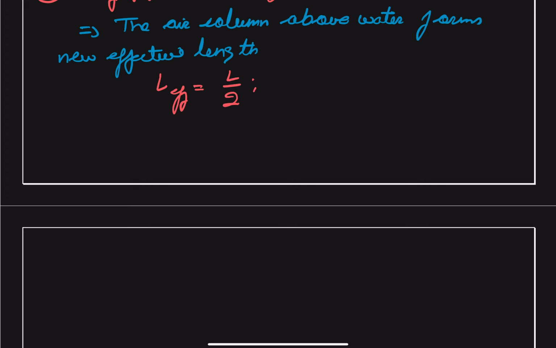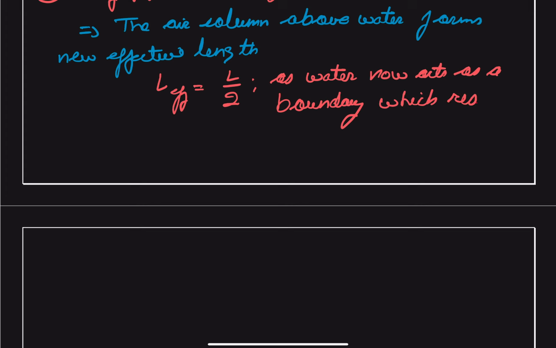This happens because the water now acts as a boundary, which results in a node.